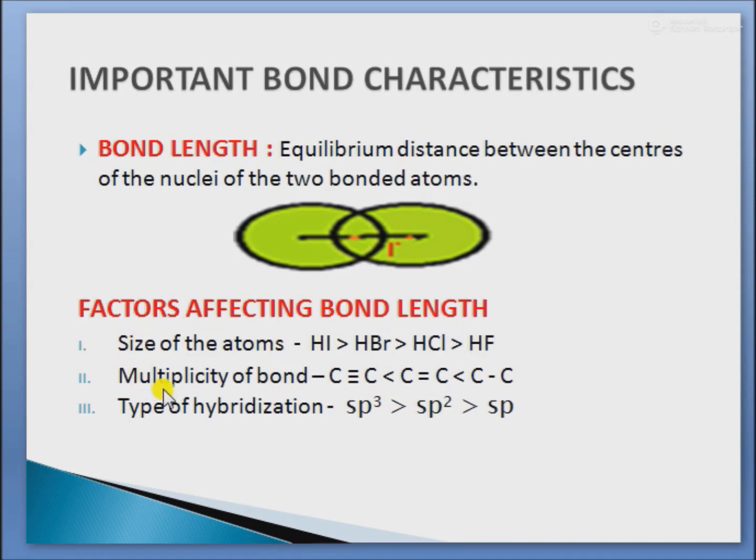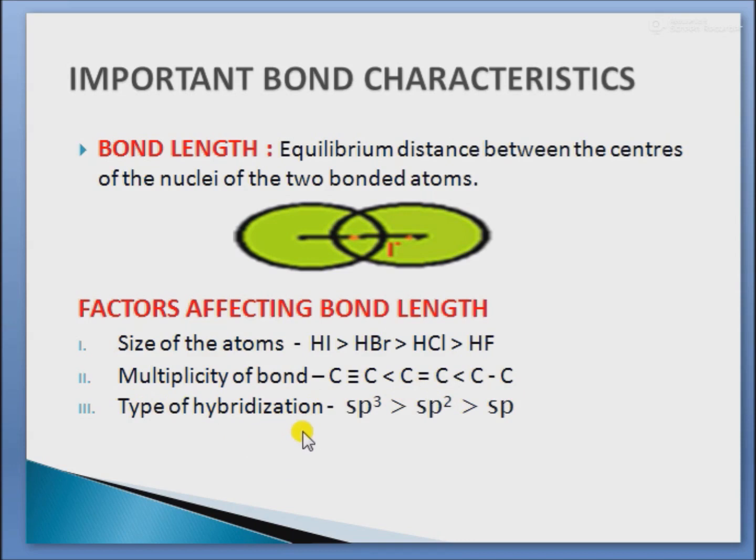Next is the multiplicity of the bond. When the multiplicity of the bond increases, the bond length decreases, as in the order of unsaturated carbons, like carbon-carbon triple bond has a bond length lesser than carbon-carbon double bond, which is lesser than carbon-carbon single bond.